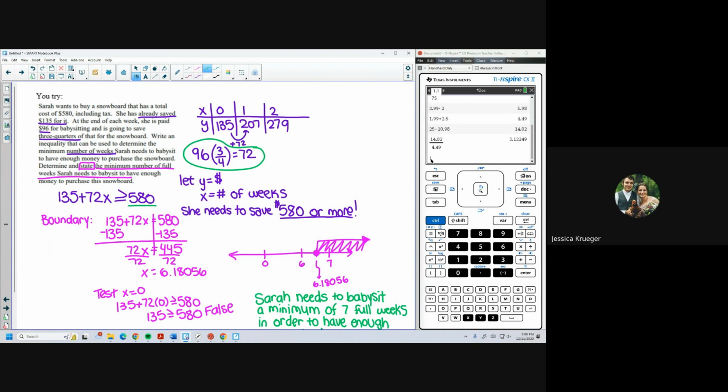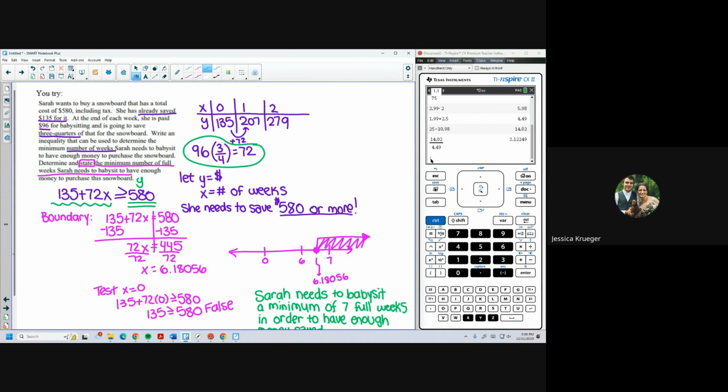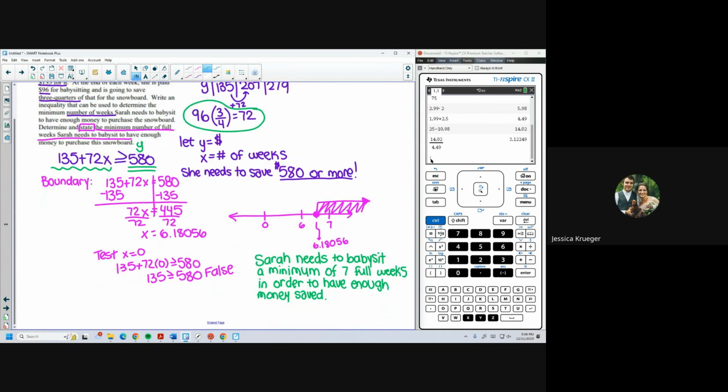I know that she's got to save at least $580. So that's my Y value. And then this represents how much she saves from week to week. So the amount she saves has to be greater than or equal to 580. And I went ahead and I solved it algebraically.